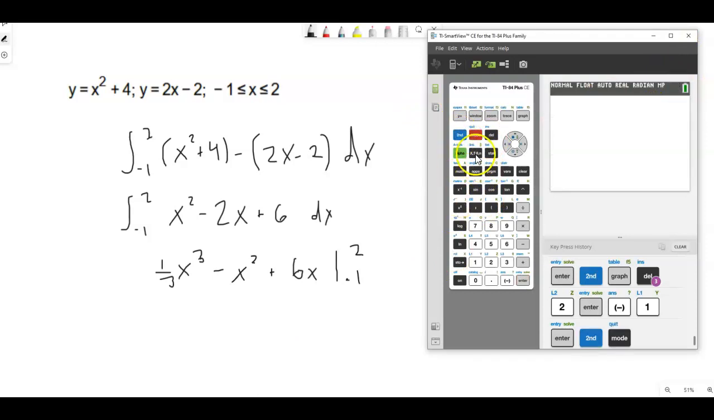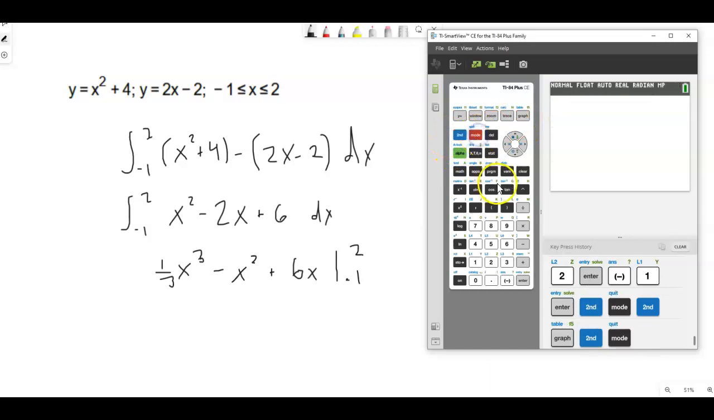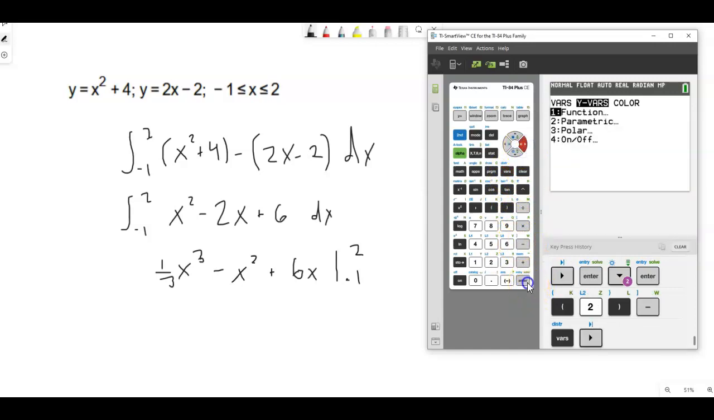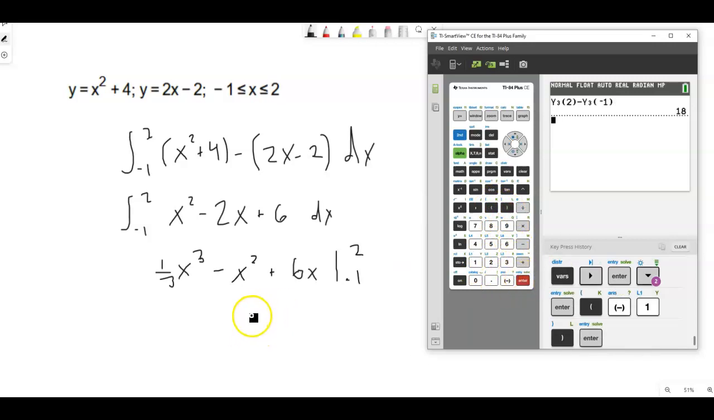Another way I can do this, if I don't want to carry these numbers over, is to go to the main screen. Let me double check that. Yep. I'm going to do vars, y variables, and go to my y3 function and evaluate this at 2, minus vars, y3 function evaluated at -1. And I get 18. So that is my final answer.